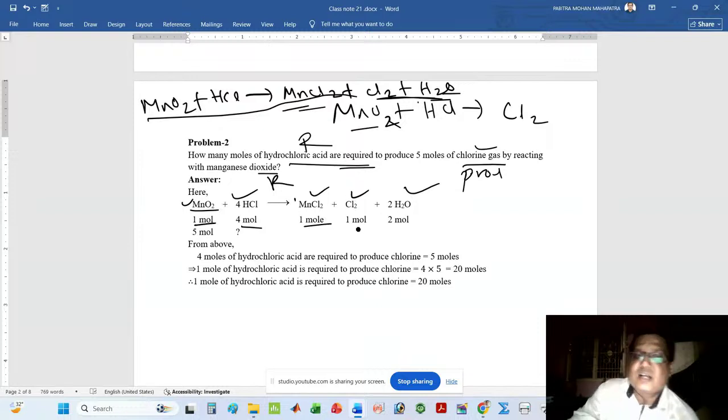Here 1 is written, so here I can write 1 mole. Here 2 is written, so here I can write 2 mole. Now, actually, all terms are not necessary. Look at that: how many moles of hydrochloric acid are required? That means the question mark is here.